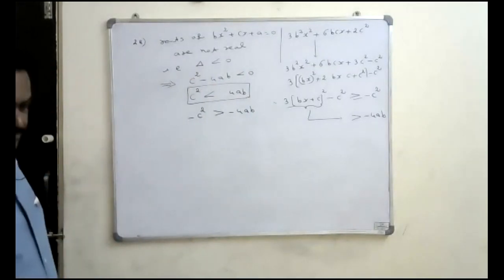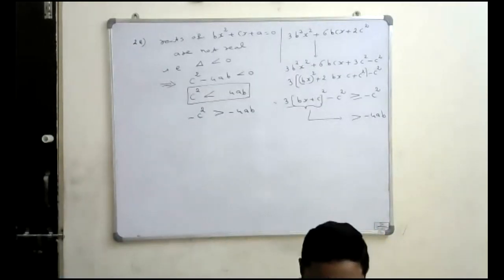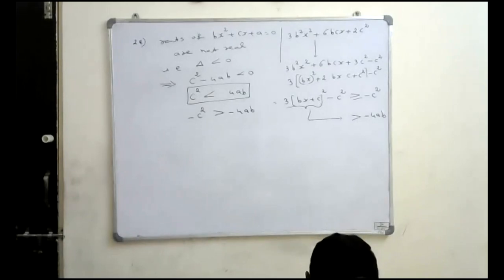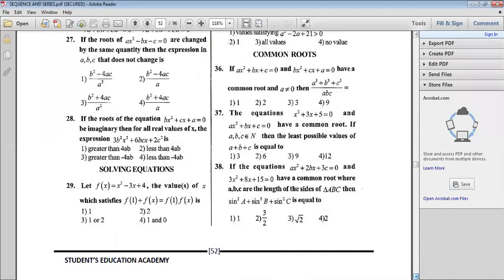Done. Done, sir. Next, look at the next problem. The simple question 29. Here the expression is given, f of x, which is x square minus 3x plus 4.